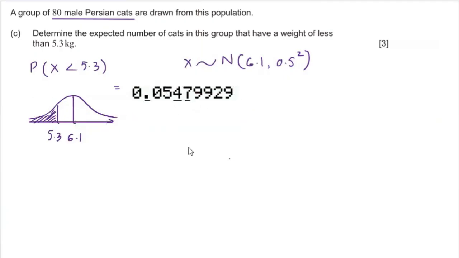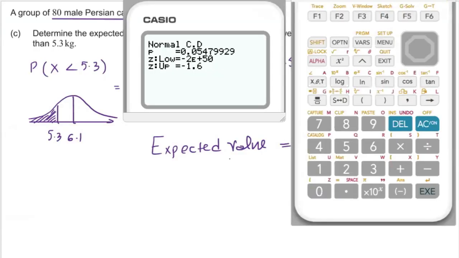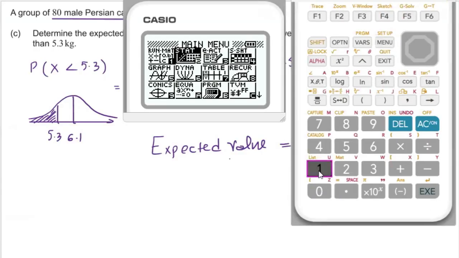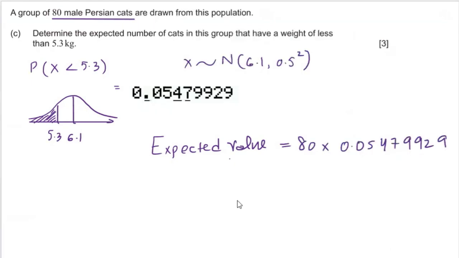Now remember, we need the expectation. The expected value is always the number times the probability of success. So what's the probability of less than 5.3? That is 0.054799929. And I can just put this value in my calculator. So 80 times, oh, I need to put that value now. Let's just write it over here so I can see it clearly in my GDC.